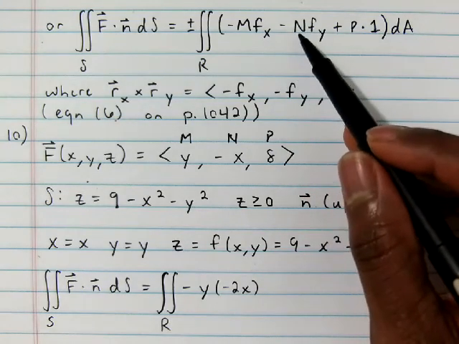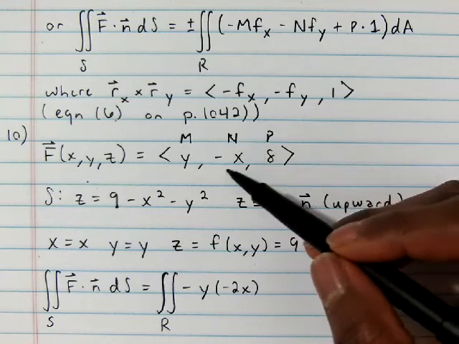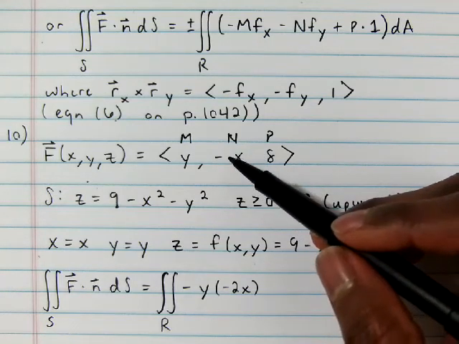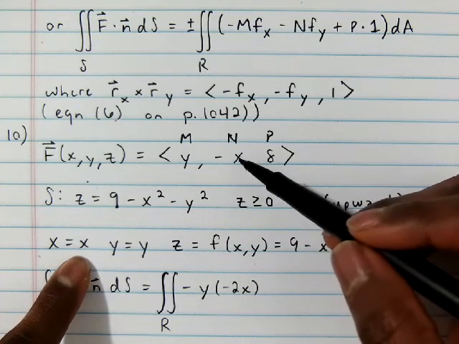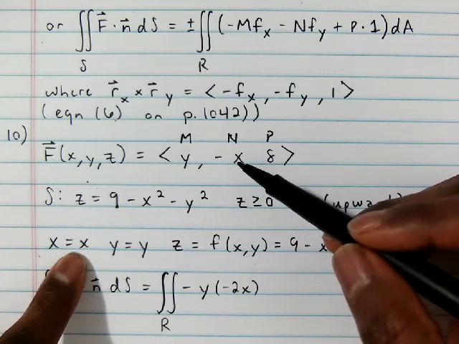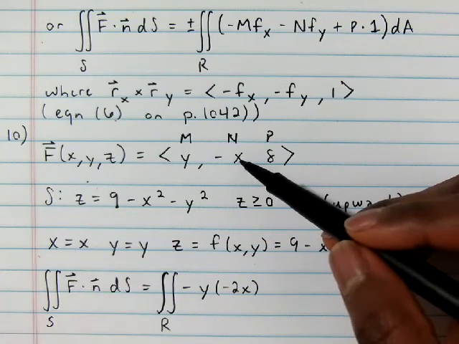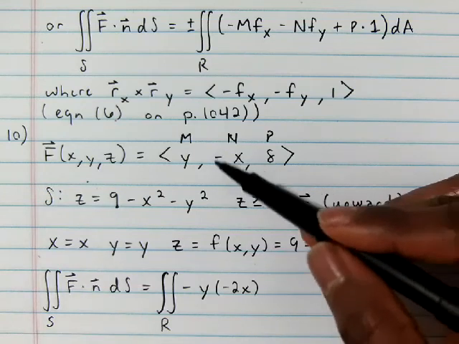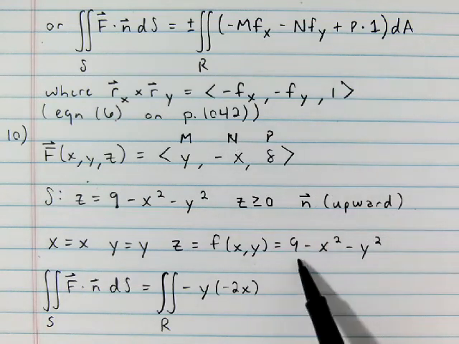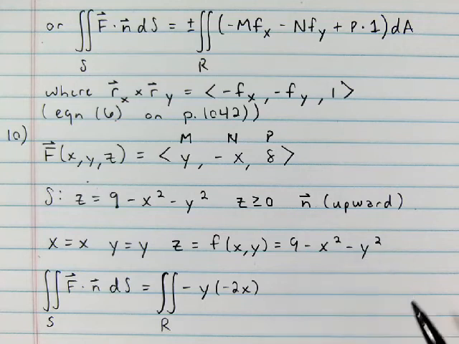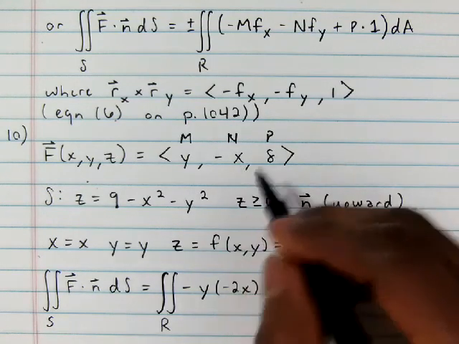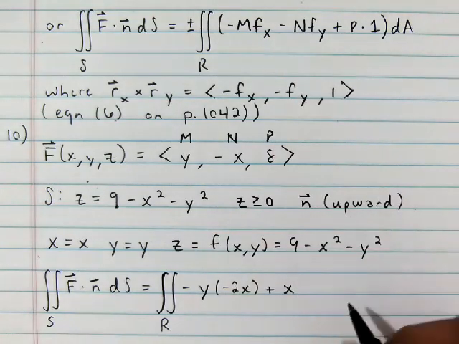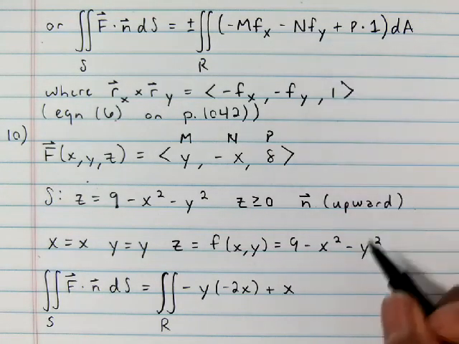Minus N: I take N, which is right here, and substitute my parameterization in there. If x had been, say, cosine of theta, that's what I would plug in, but x is just x, so I'm going to leave that there. There are no y's or z's in here. If there were a z somewhere in this N, I would plug in 9 minus x squared minus y squared. So I'm just doing plus, because it's minus the negative, N times f sub y, which is negative 2y.